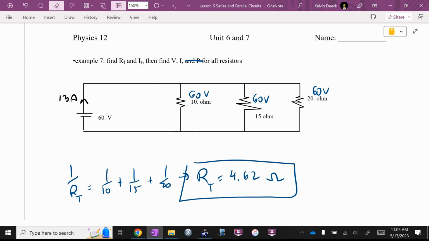How many amps in the left-hand resistor? V over R. Can't be 13 because that would leave no amps for the other resistors. Ah! How many amps in the middle resistor? How many have I used up so far? 10. I'll bet you the right-hand one has 3 amps from the 13. Is that right?